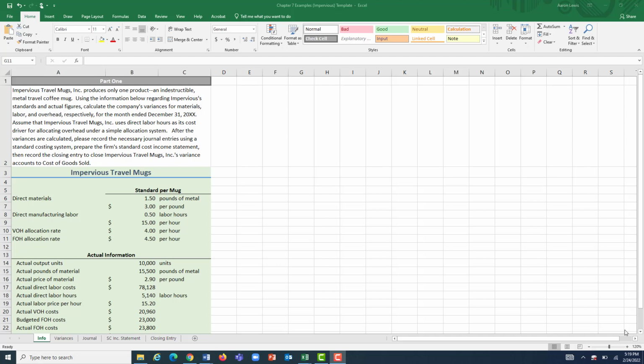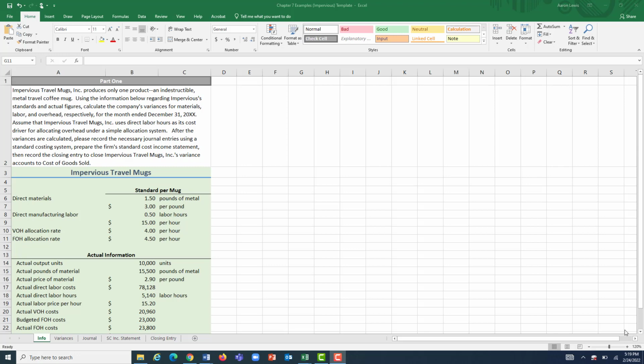Hello everyone. Let's do a practice problem where we analyze the variances, book them under a standard costing system, make our standard cost income statement, and ultimately close those variance accounts for a company called Impervious Travel Mugs. We have some information to work with provided to us in this question.